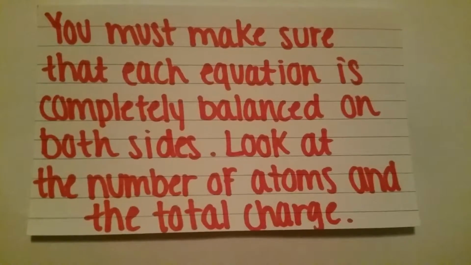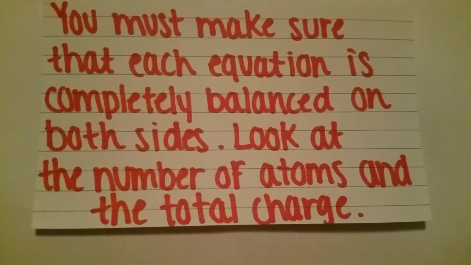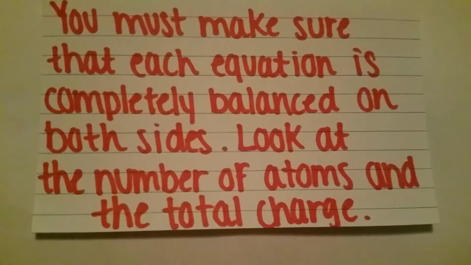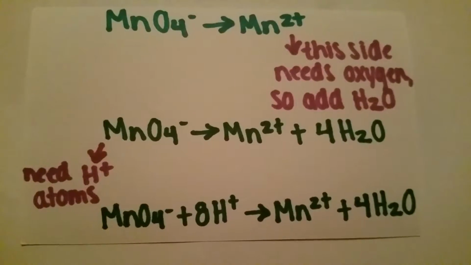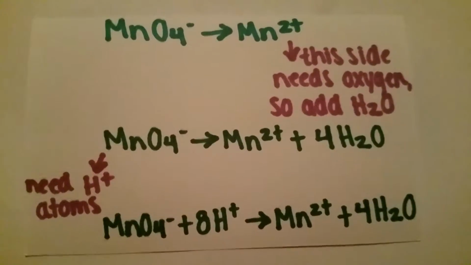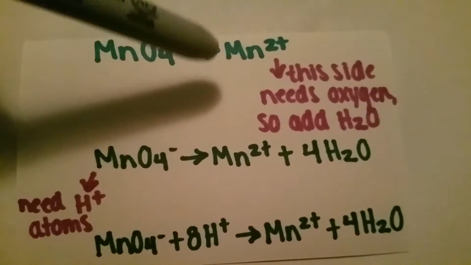Before we begin, we must make sure that each equation is completely balanced on both sides. This means that the number of atoms and total charge must also be balanced. We first begin by balancing this equation: MnO4 negative yielding to Mn2 plus.